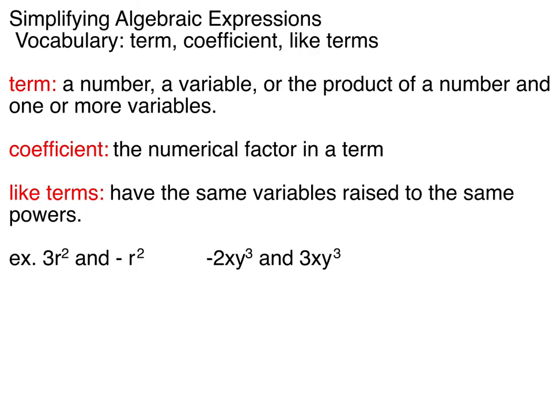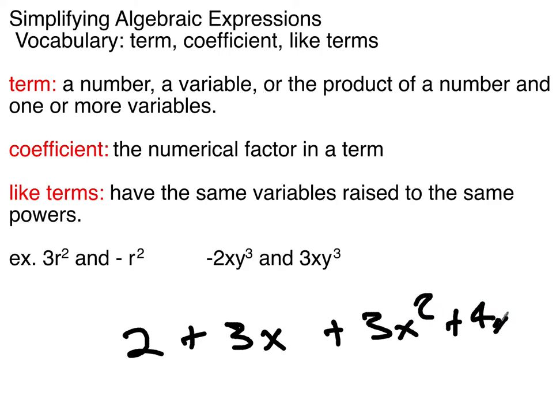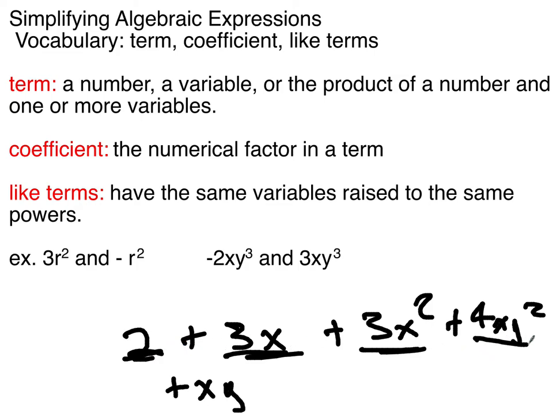Okay, let's do a few more vocabulary terms because we're about to start simplifying algebraic expressions. So the term, coefficient, and like terms, this is what we're going to talk about. A term is a number, a variable, or the product of a number and variables. So this could be a term. This is a term. That's a term. 4xy squared, that's a term. Xy is a term. Okay, terms are each of these individual units. Okay, if there's multiplication going on, it's a term. If there's addition between it, we don't call that a term. So when I say a term, I mean these individual units.